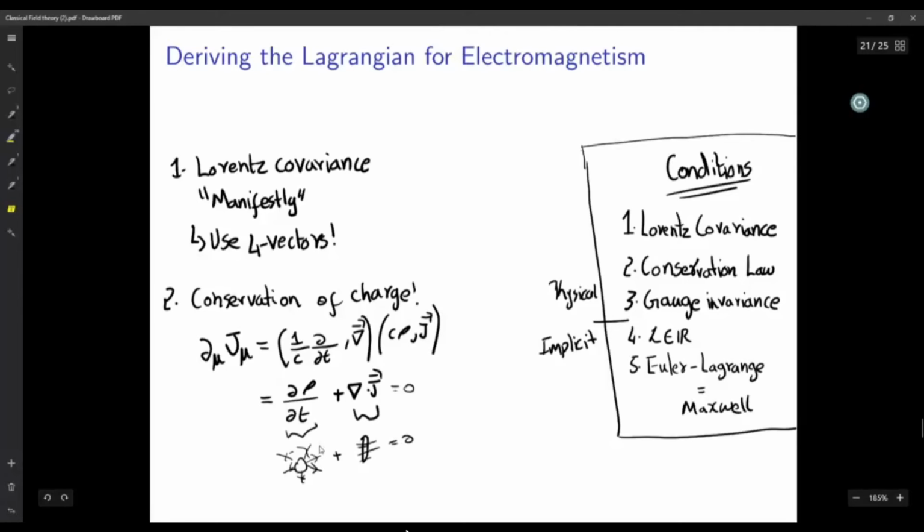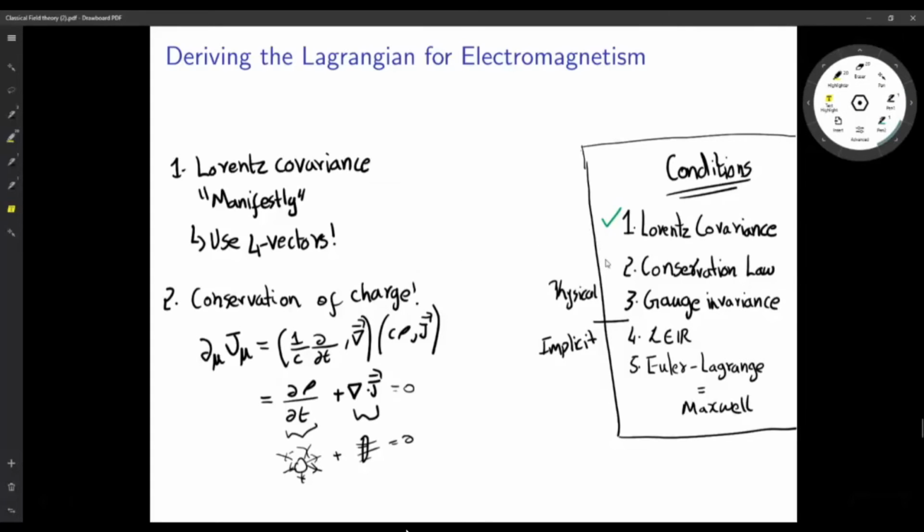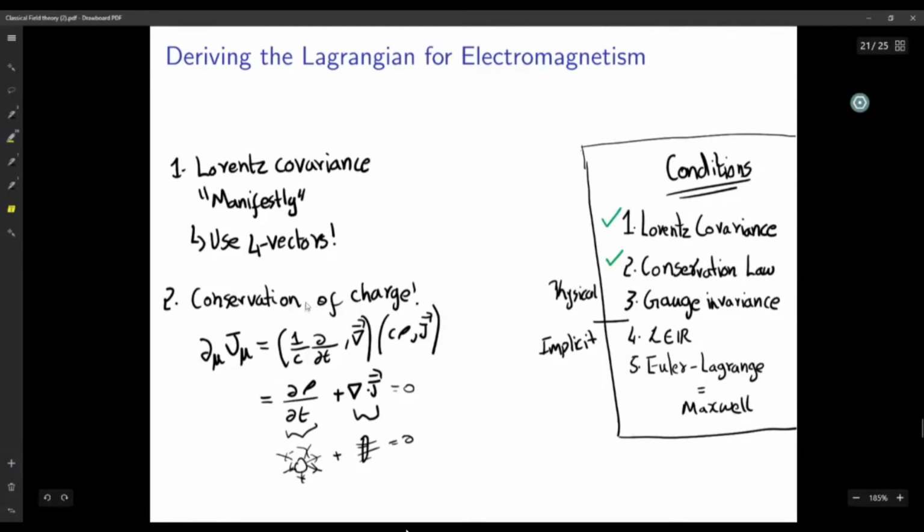And again, voila, I've sort of ticked off two of my steps here. So I've got Lorentz covariance, because I'm going to just use 4 vectors all the time. This is a promise I make. And conservation laws, I can get that just out of this one simple equation. Yes. And now we will try to do gauge invariance.